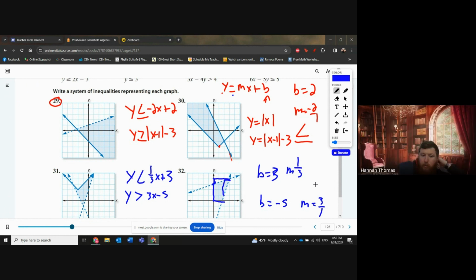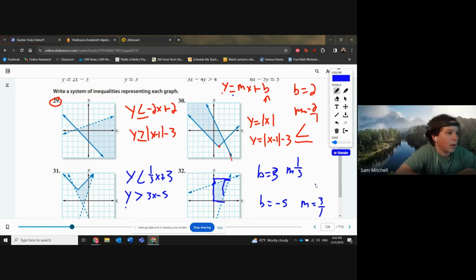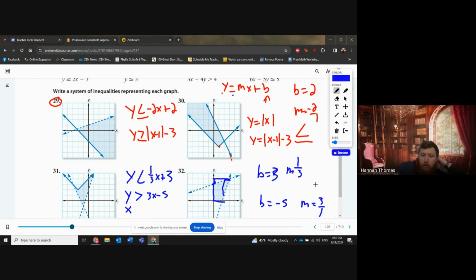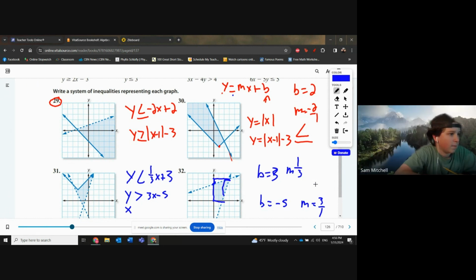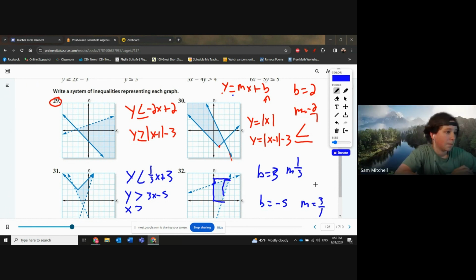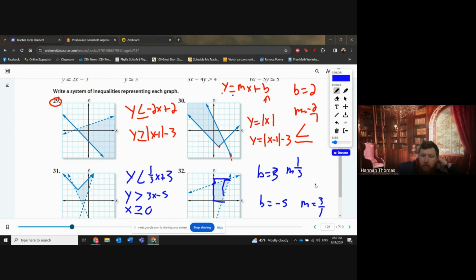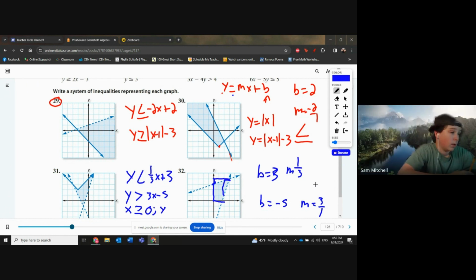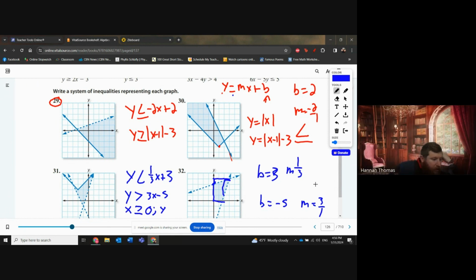Yes. So we're going to have two more restrictions. So the x-axis is going to be part of it. Is it above or below the x-axis? Above. And is the x-axis solid? Yeah, so x is greater than or equal to 0. And then for the y-axis, is it to the right or the left? To the right.